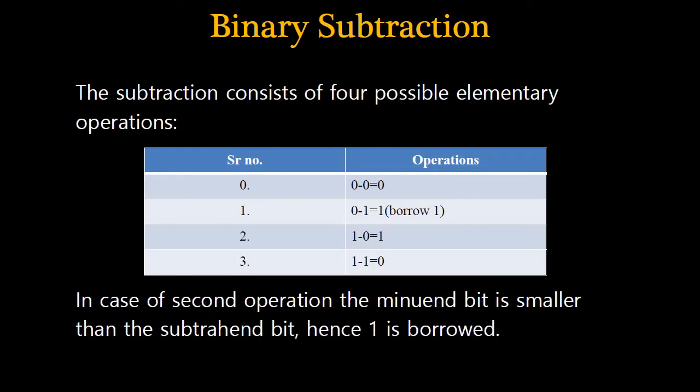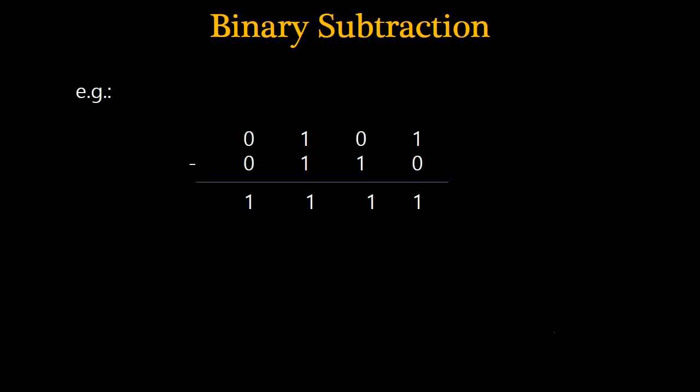Binary subtraction. 0 minus 0 will give 0. 0 minus 1 is equal to 1 by borrowing a 1 from the second bit, and 1 minus 0 is 1 and 1 minus 1 is 0. So in the case of the second operation, the minuend bit is smaller than the subtrahend bit, hence 1 is borrowed.